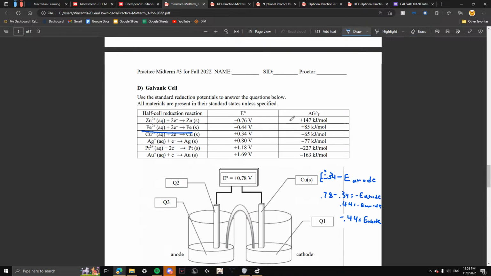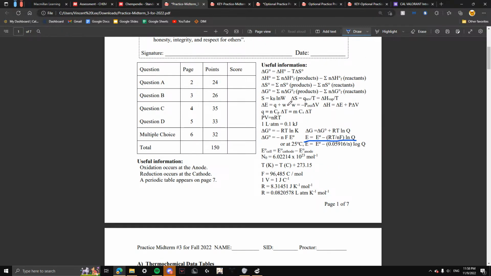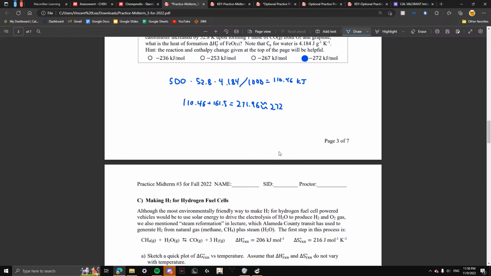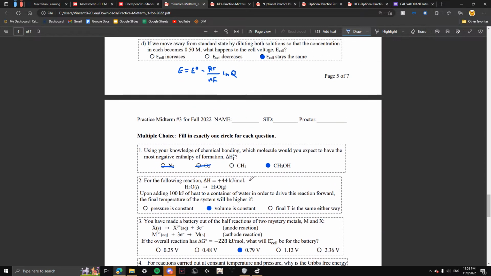There's a formula for this all the way up here. Delta E is equal to Q plus W. Why the hell did I write K? I'm tired. Q plus W.